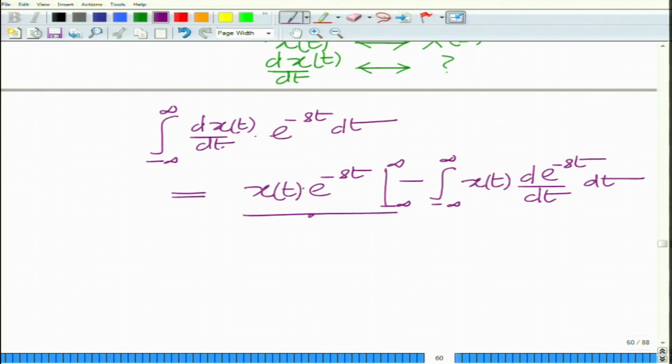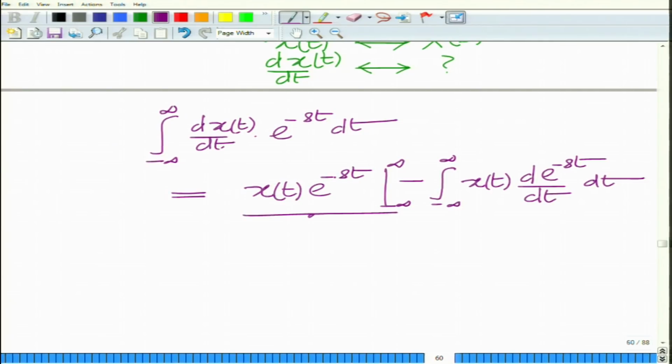We can assume that the signal x of t is such that x of t into e raised to minus s t, evaluated at both infinity and minus infinity, is 0. For instance, if x of t is a right sided signal that exists only for t greater than 0, then x of t e raised to minus s t evaluated at t equal to minus infinity is 0. Similarly, since e raised to minus s t is decreasing, we can assume that x of t into e raised to minus s t evaluated at t equal to infinity is also 0.